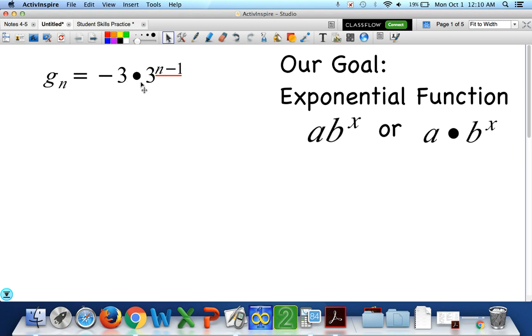The big problem is in this underlined red section. That's a binomial in the exponent, the n minus 1. We've seen that a lot. And that's an issue. You can't have that in an exponential function, okay? So we got to do something about that.